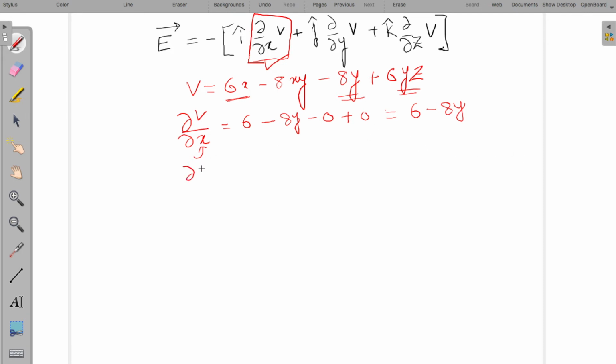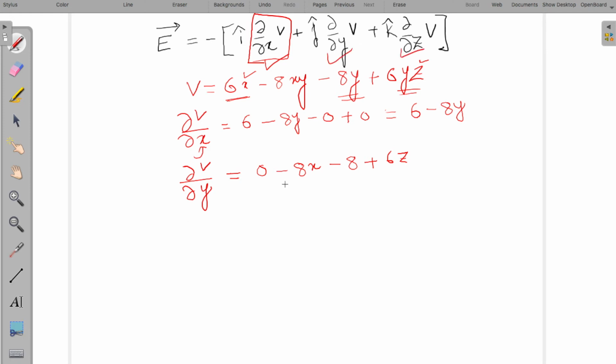The second term, del v over del y, means we are now doing the partial differentiation with respect to the variable y. So the other variables x and z will remain constant. This first term will become 0, the second term will become minus 8x because x is constant now. The second term will be minus 8. The third term, the last term, will become 6z. Clear?